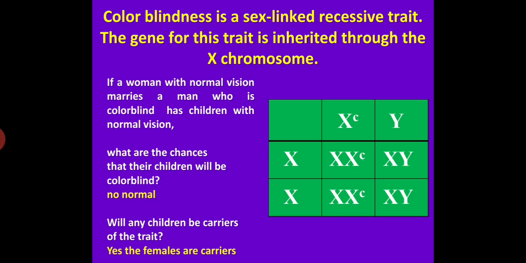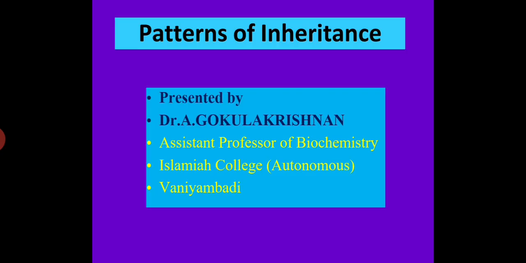From the Punnett square, we come to know that all the children are normal. Will any child be a carrier of the trait? Yes, the female children are the carriers.